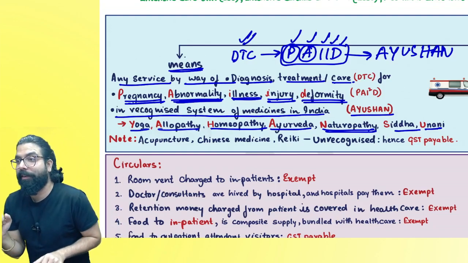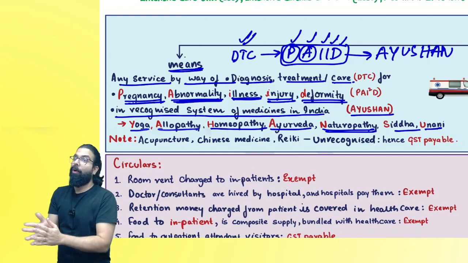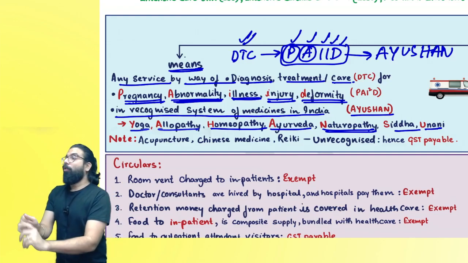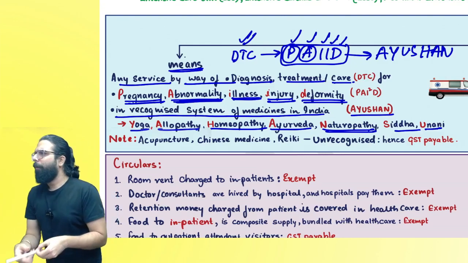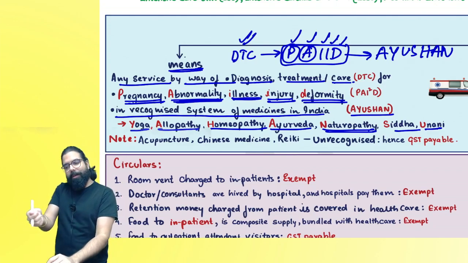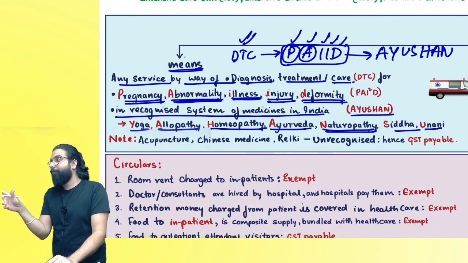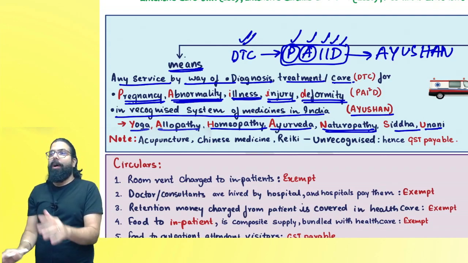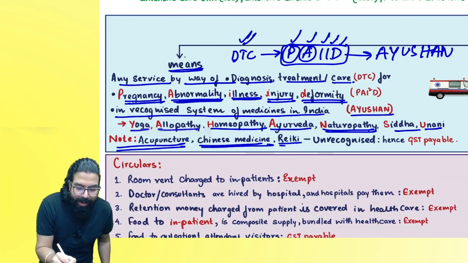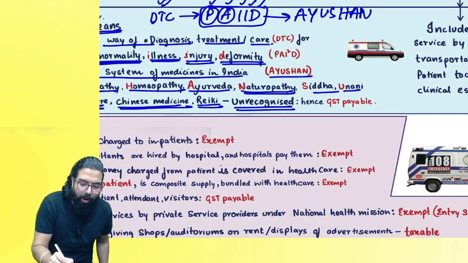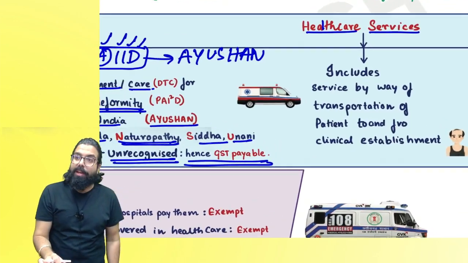But that is not a recognized system of medicine. I love Baba, I'm not talking against Baba, okay? I'm only telling that is not a recognized system of medicine in India, and hence whenever he charges anything, he will charge GST, provided he is a taxable person. Remember, acupuncture, Chinese medicine, Reiki treatment are unrecognized, and hence GST is always payable. I hope everyone is clear till here.